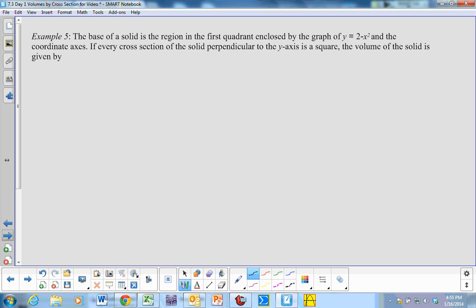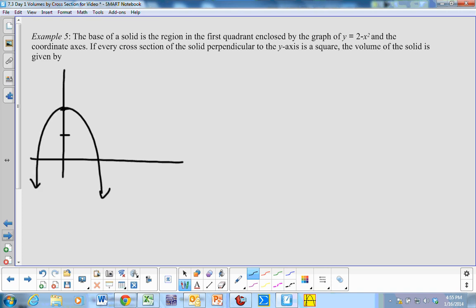Well, this time this will have to do with delta y. So let's go ahead and draw this. This won't happen very often, but we want to practice it for when it does. To draw this graph, it's 2 minus x squared, so it's going to intersect the y-axis at 2, and it's a parabola that opens down. So this is the graph that you're going to have. And it's in the first quadrant, and it's enclosed by the coordinate axes. So basically, this is your region right here.